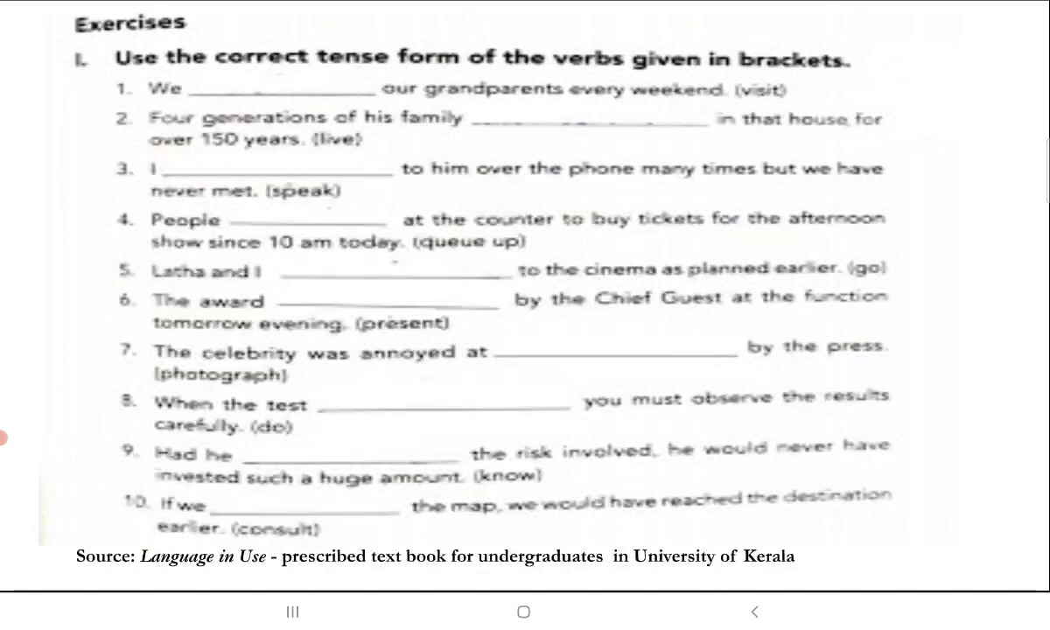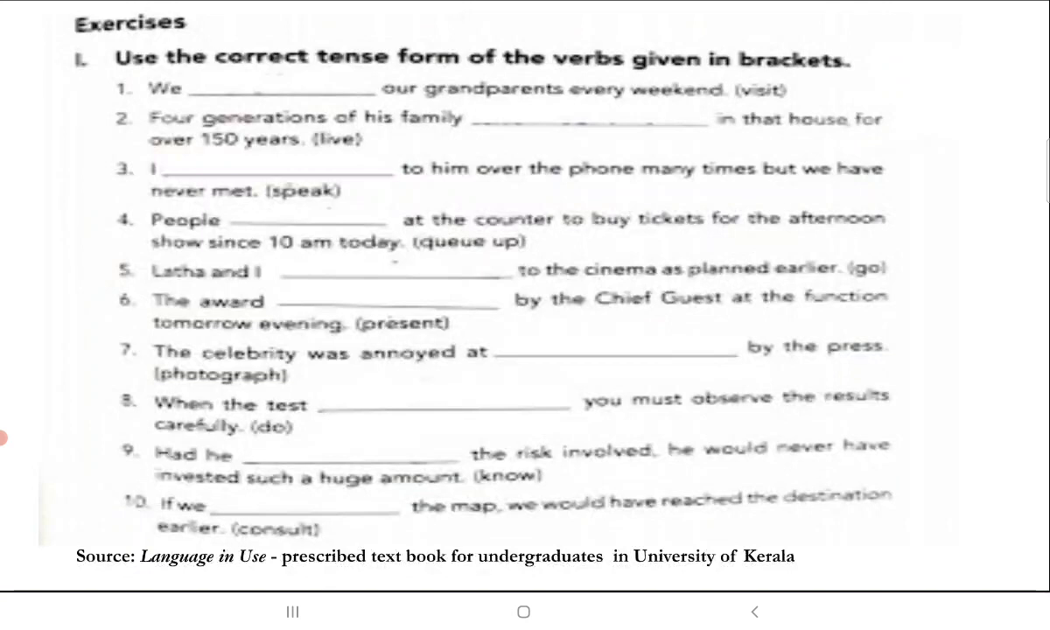The next question: people dash at the counter to buy tickets for the afternoon show since 10 a.m. today. Queue up. Of course, you know that it is a present action, a continuing action. So what will it be? It's a kind of present perfect tense we need there, right? People have been queuing up. People have been queuing up at the counter to buy tickets for the afternoon show.